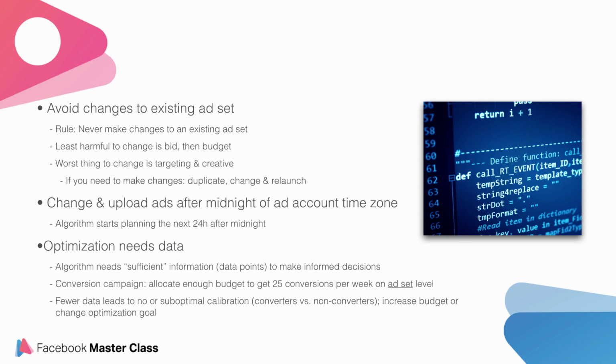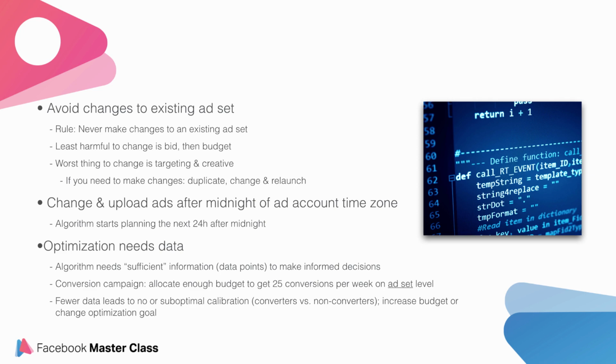Therefore, you have to allocate enough budget to get 25 conversions per ad set in 1 week. A couple of months ago, Facebook required you to have these 25 conversions per ad set in 1 day, but the algorithm got better, so it's enough if you have 25 conversions per ad set in 1 week. If you're getting fewer data, then there's no calibration. Facebook or the algorithm cannot distinguish between a converter and a non-converter because not enough conversions have happened. There are not enough learnings that could be gathered.